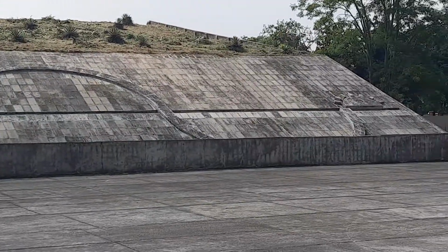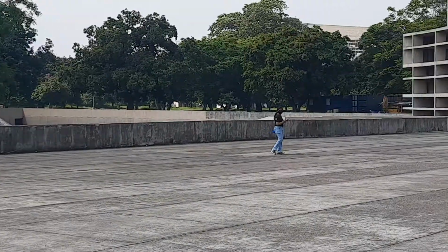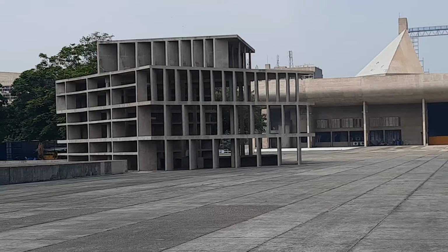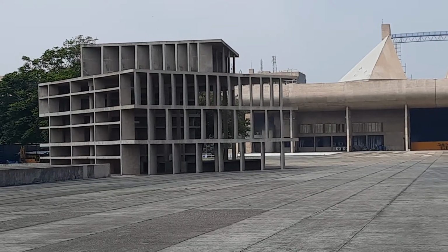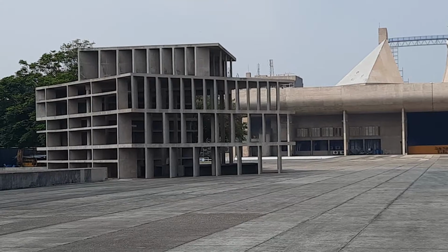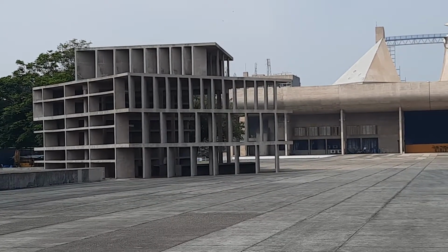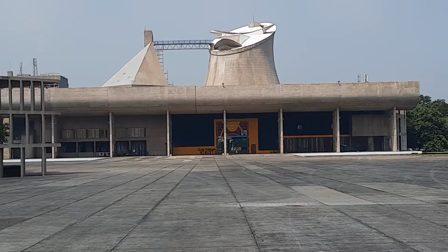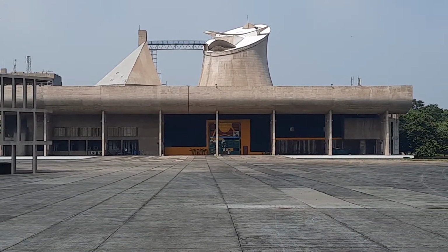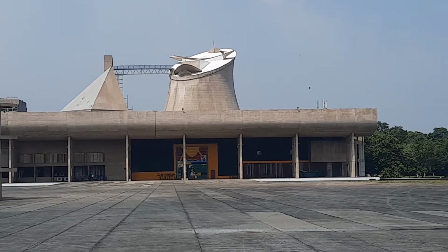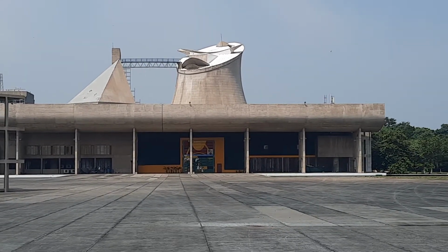Punjab and Haryana High Court building. This shadow building, Tower of Shadow. They say Tower of Shadow. The important thing about this building is you don't get a shadow from any angle. That's why it is called the Tower of Shadow. And in front of you is the Punjab and Haryana Legislative Assembly. It is the joint assembly of Punjab and Haryana state.